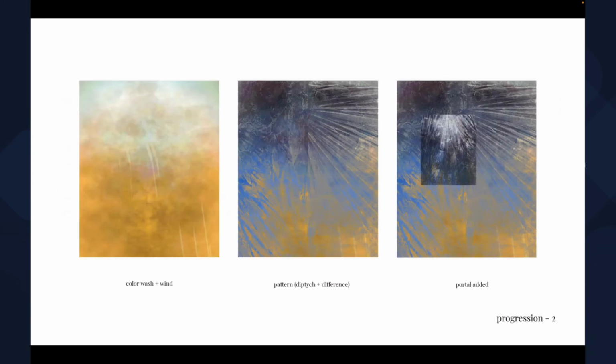Here's some more progression photos. You'll see the color wash in the wind. I just love this one. I love the cloud looking thing on the color wash there. So some of these, the color stuff can almost stand alone as a drop, but then it gets so much more interesting with everything else on top.